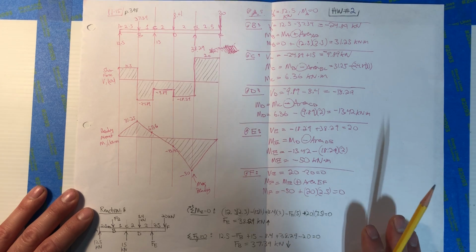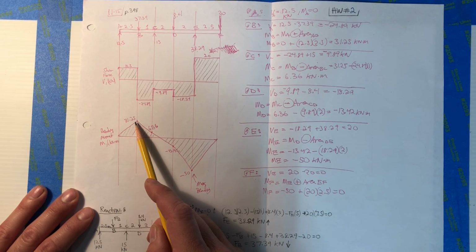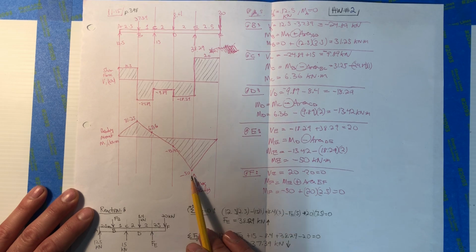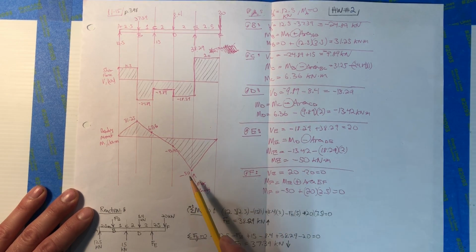The solution for the moment has a couple of peaks. Obviously, there's a maximum here, 31.25, and a maximum here, or an optimum there, minus 50. The minus 50 is bigger. This is the value you would put when considering the maximum bending stress right there.